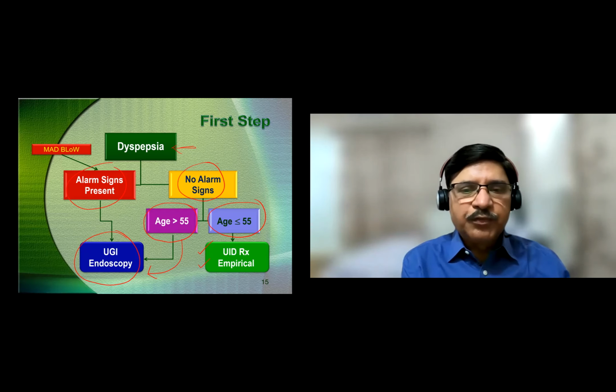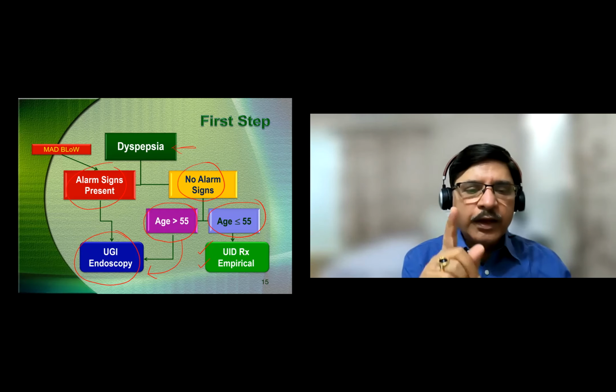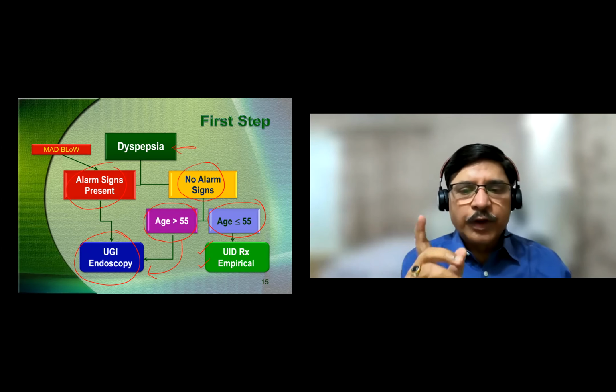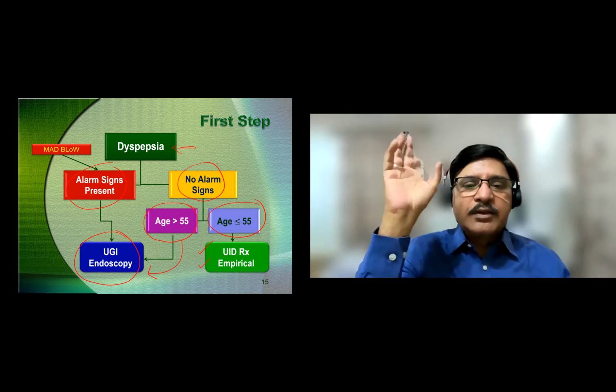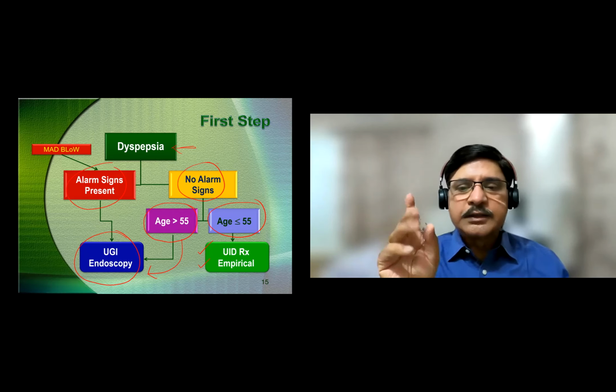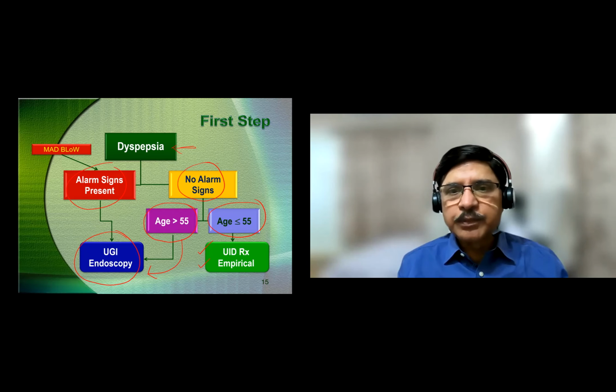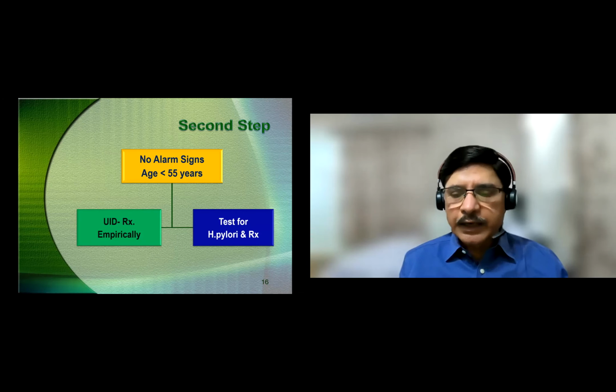More than 55, in spite of not having alarm signs, within a week or so, we indicate upper GI endoscopy because we don't want to miss cancer and also ulcer disease. Less than 55, no alarm sign, go ahead. You can empirically treat as uninvestigated dyspepsia. Then what is the second step?